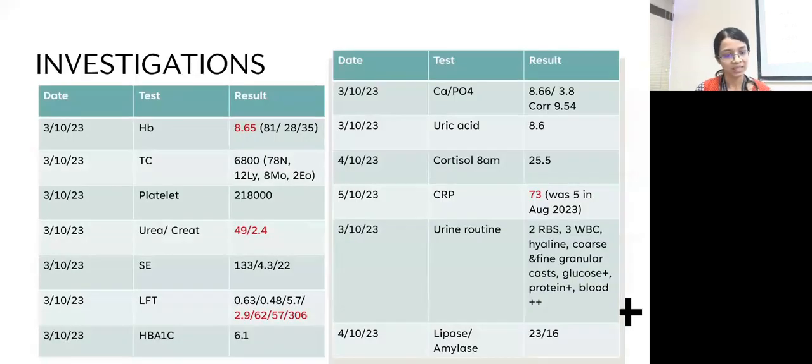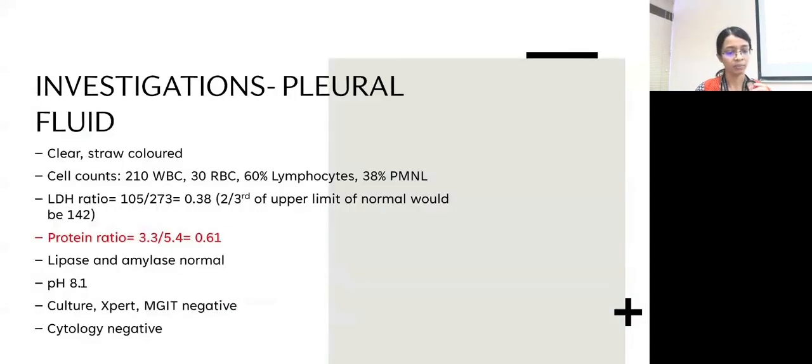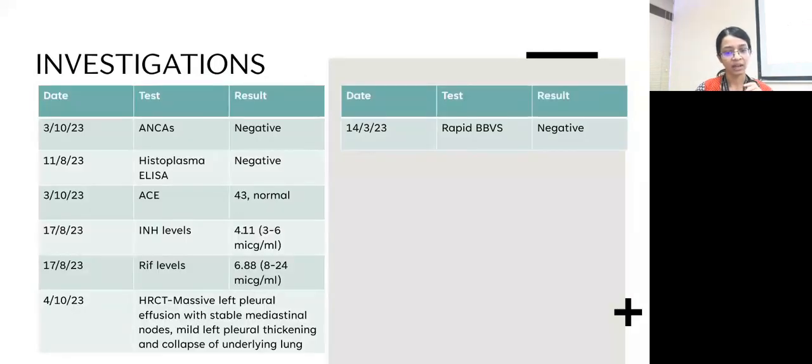So these are his summary of investigations. He has an anemia, normocytic, of chronic disease, CKD, a mild cholestatic hepatitis, an elevated CRP, an exudative pleural effusion, and HRCT showed a massive left pleural effusion.